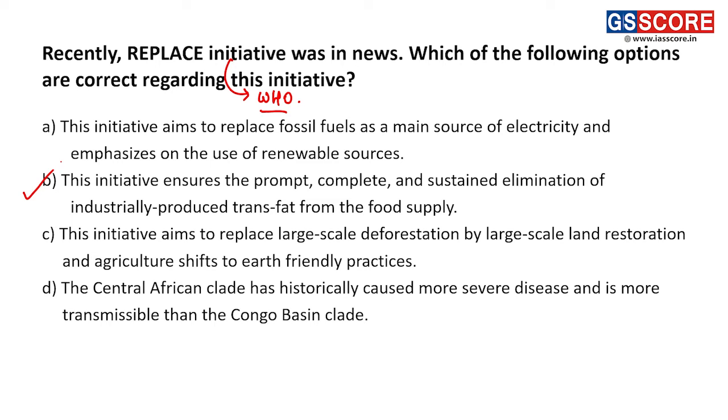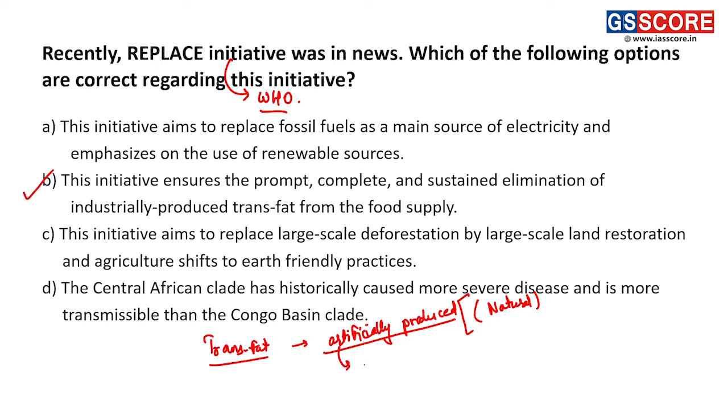This initiative ensures the prompt, complete, and sustained elimination of industrially produced trans fats from the food supply. So what are trans fats? Most of the trans fats are artificially produced, but some trans fats are natural as well. These trans fats are formed when hydrogen is made to react with oil to produce that fat which resembles pure ghee or butter. And this is what is known as a trans fat.